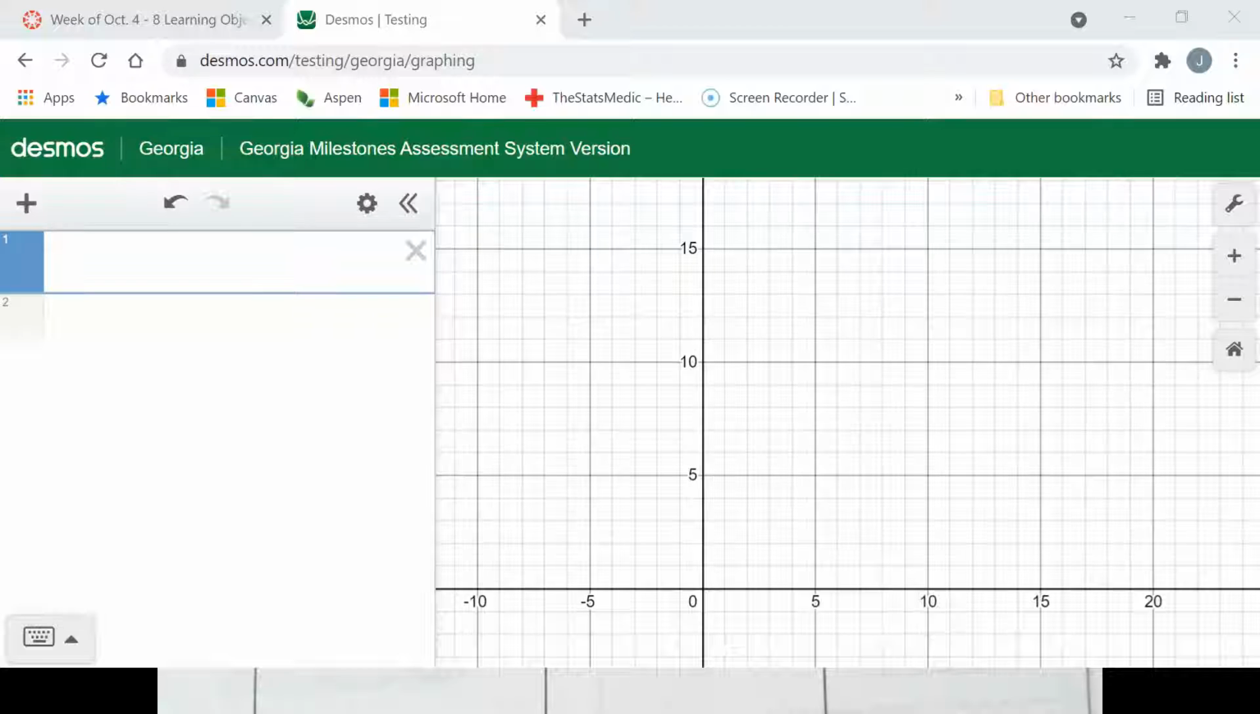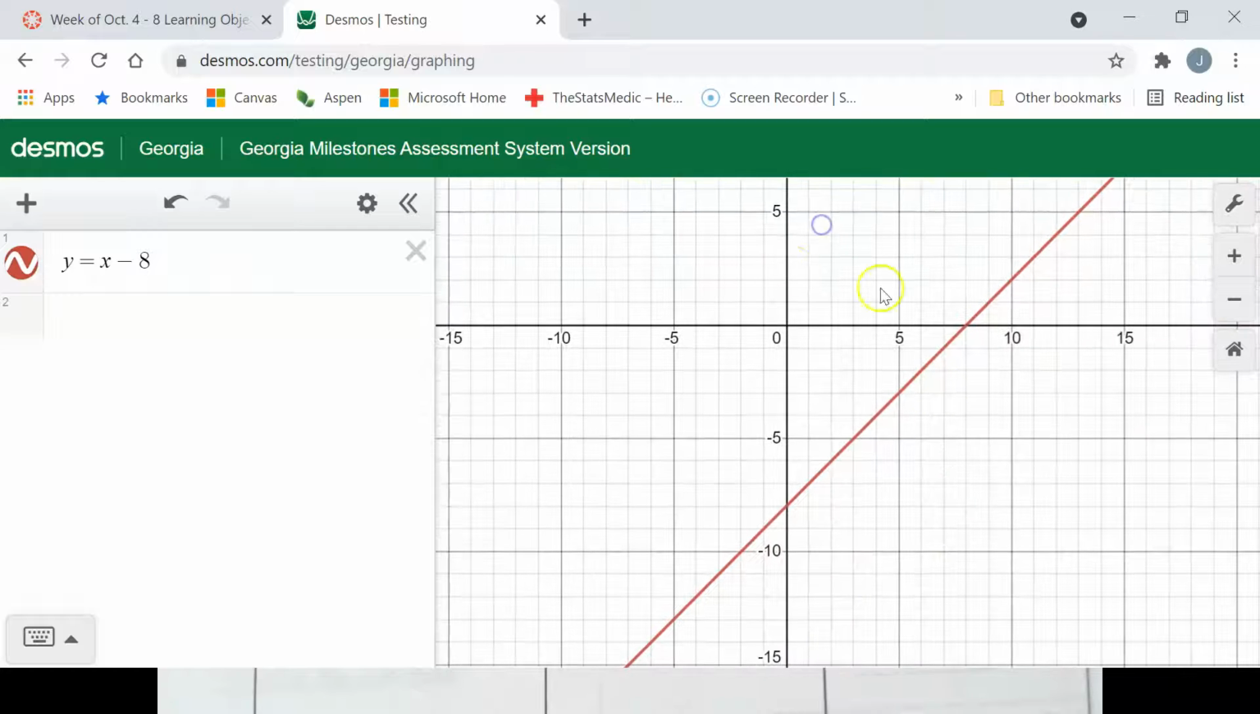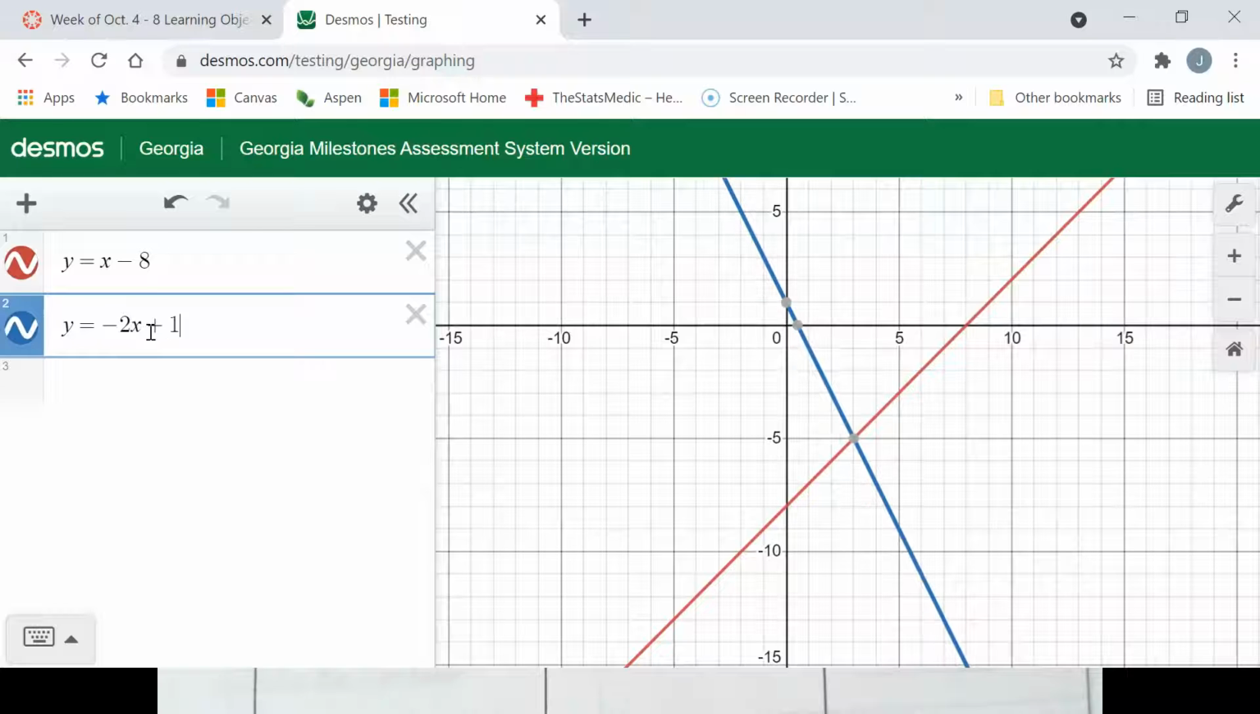Okay, so let me pull this up. For the first one, we have y equals x minus 8. So I'd make sure I type in y equals x minus 8, and you see that the line popped up here on our screen. Okay, click right below what you just typed in to open up the next line, and we're going to write y equals negative 2x plus 1, and it's going to put the next line on there.